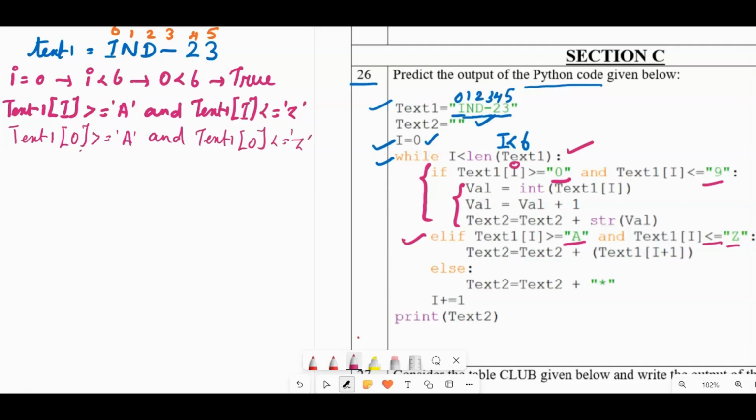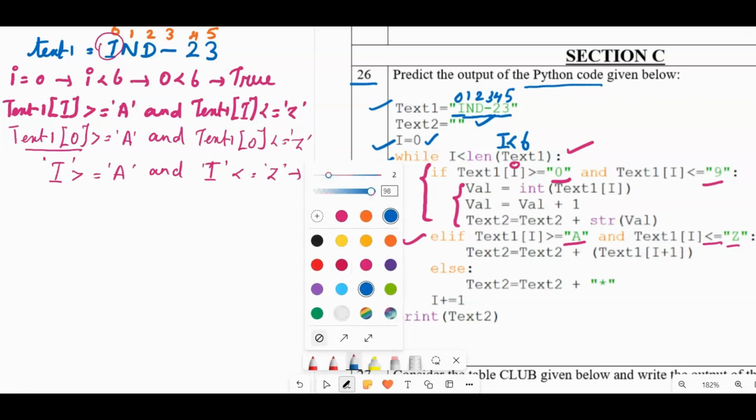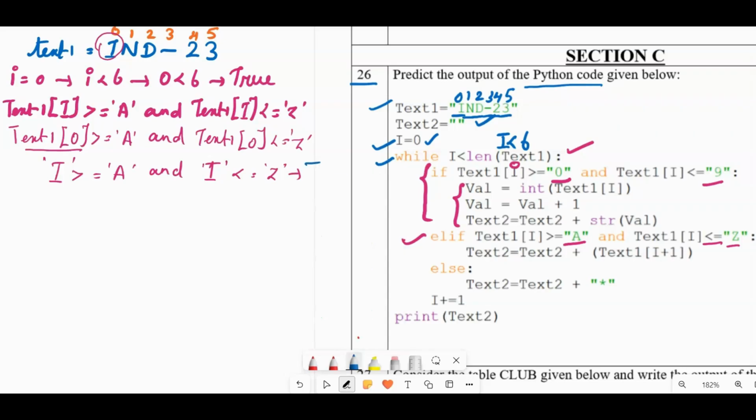So what is text 1 of 0? Text 1 of 0 is I. Now comparing the alphabetical characters, capital I is greater than or equal to A and capital I is less than or equal to Z. So the condition is true here. I is greater than or equal to A and I is less than or equal to Z, so it will move on to the next statement.